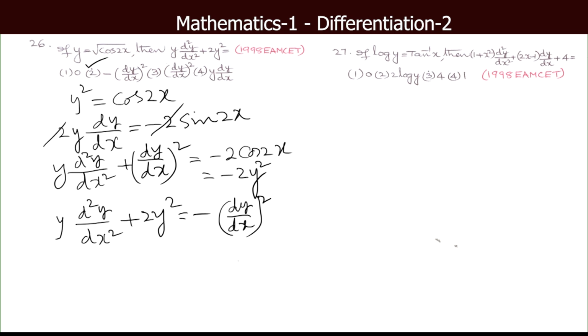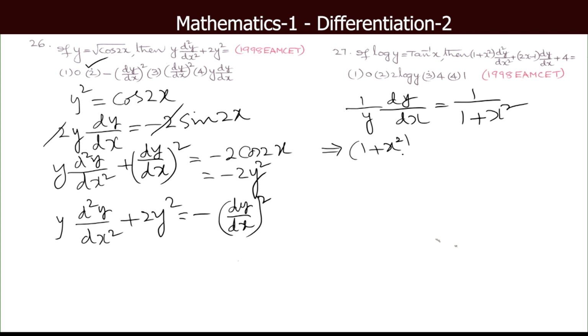Question number 27. Logarithm of y equal to arc tan x, then what is the value of 1 plus x square into d2y dx2 plus 2x minus 1 into dy dx plus 4? Log y equal to arc tan x. So, therefore, 1 by y dy dx is equal to 1 by 1 plus x square. By differentiating both sides with respect to x, log y derivative is 1 by y dy dx and arc tan x derivative is 1 by 1 plus x square. Cross multiplying, 1 plus x square into dy dx is equal to y.